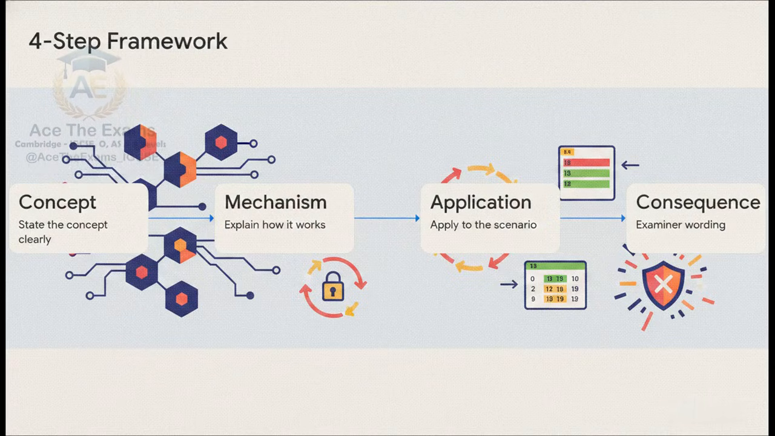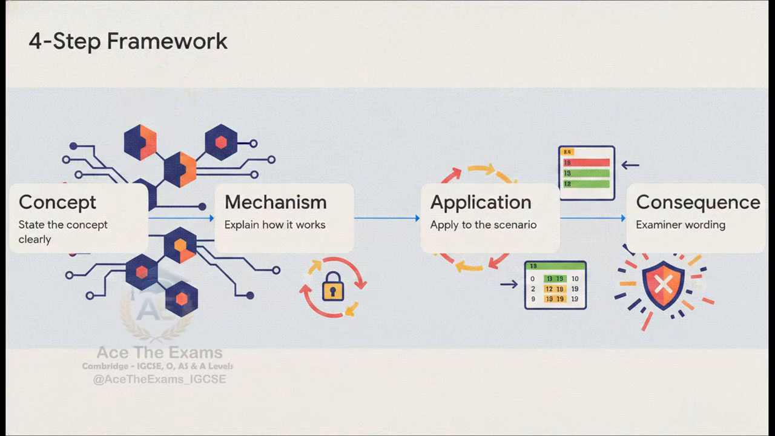Second, explain the mechanism. It tests the counter before the code executes. Third, provide the scenario application. It ensures we only output names from index 0 to 19. And fourth, the consequence or examiner wording, preventing an out-of-bounds error. By stepping through this exact logical sequence, you are handing the examiner exactly what they want, tied up with a bow in a highly structured way.